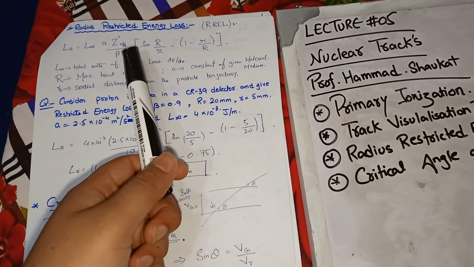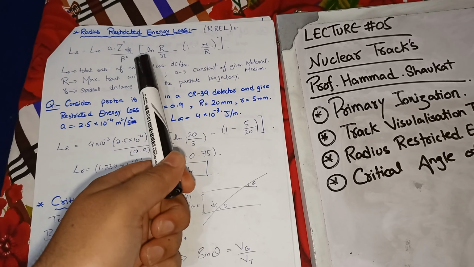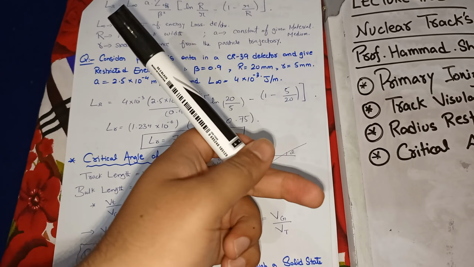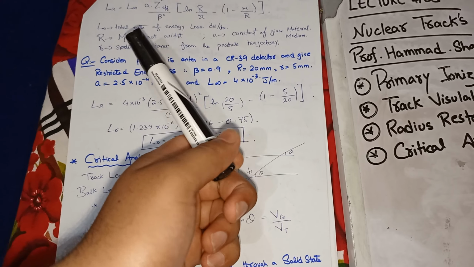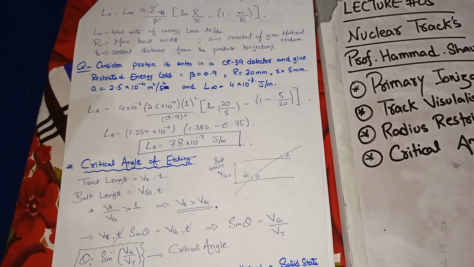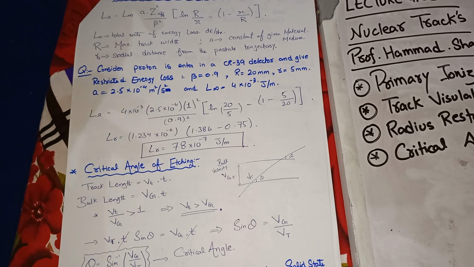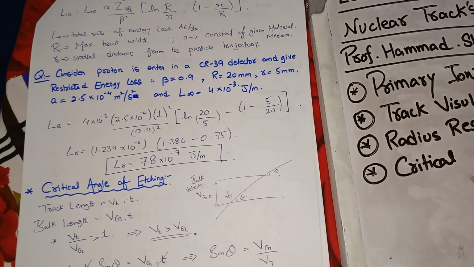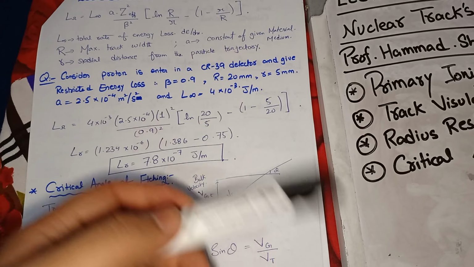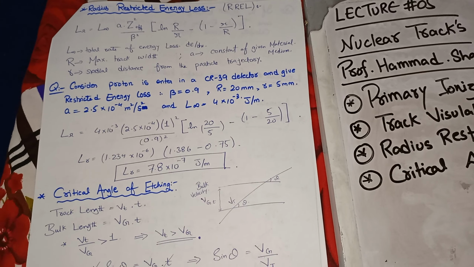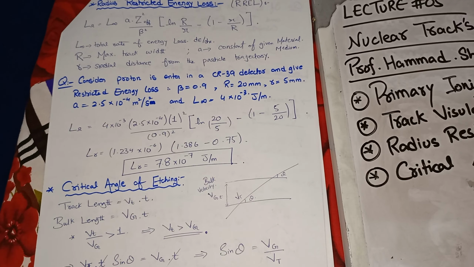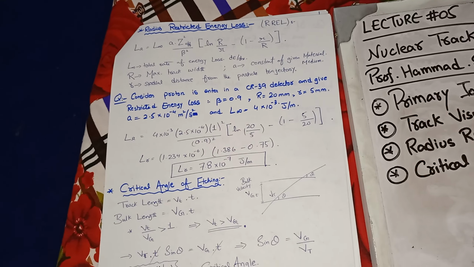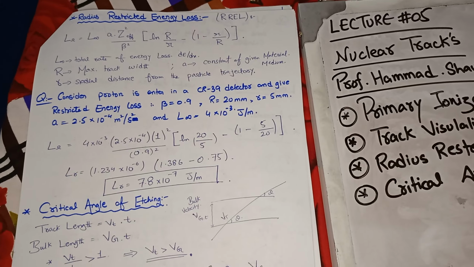Now, L infinity times a z square effective divided by beta square, times ln of capital R by small r minus 1 minus small r by capital R, where capital R is the maximum track width of a particle, and small a is the constant of the given medium or material, because it depends on the material; every material has its own constant. And small r is the radial distance from the particle trajectory, an adjustable parameter in this model. So this is the radius restricted energy loss, RREL.